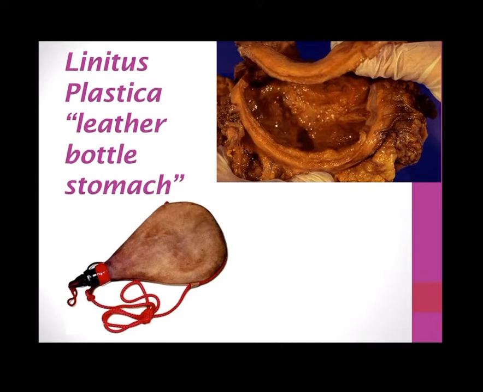Now next, this is what I was talking about, linitis plastica or leather bottle stomach. So it is another important viva question. Here the tumor cells infiltrate the wall of the stomach. This is a gastrectomy specimen and you can see the wall is so much thickened and there is loss of the rugae. Here the wall has increased desmoplasia or fibrosis, so it becomes very stiff like a leather bottle. So it is known as leather bottle stomach.